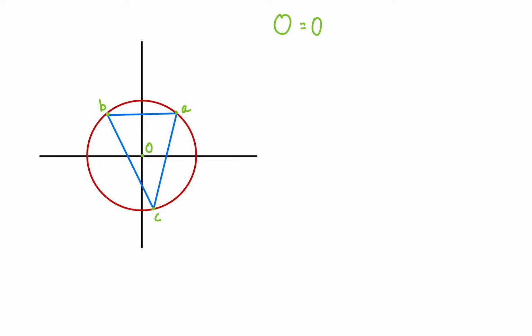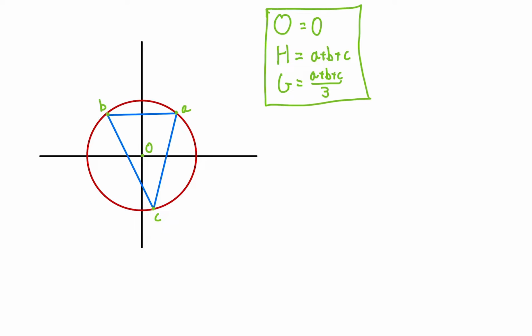Now let's try finding the orthocenter. This is harder to find, and I don't really want to go through finding it, even though there are a lot of different elegant ways, because we want to start actually applying complex numbers. But you should definitely try to prove this on your own. H is A plus B plus C, and that is the orthocenter, and G is A plus B plus C over 3. I is harder to find, and we might find it in a later video, but here are the main 3 centers of a triangle.